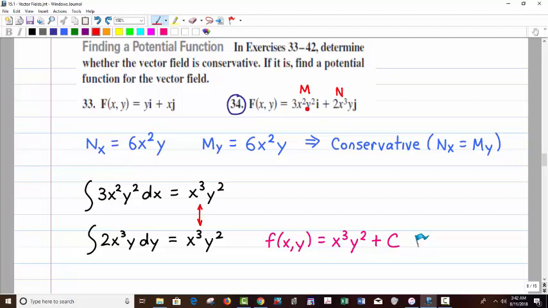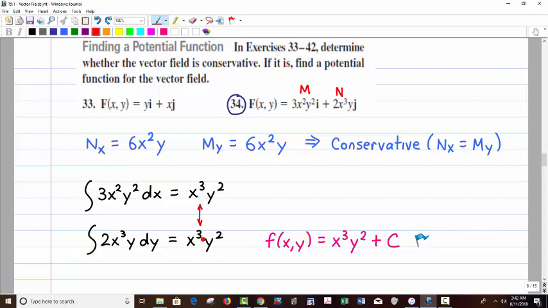So you take the antiderivative of the first term, the M term, with respect to x. So the antiderivative of 3x squared will be x cubed along with the y squared. The bottom one, antiderivative of N with respect to y. So basically y will be y squared over 2, and the 2's will cancel. You'll get x cubed y squared, no other loose term.